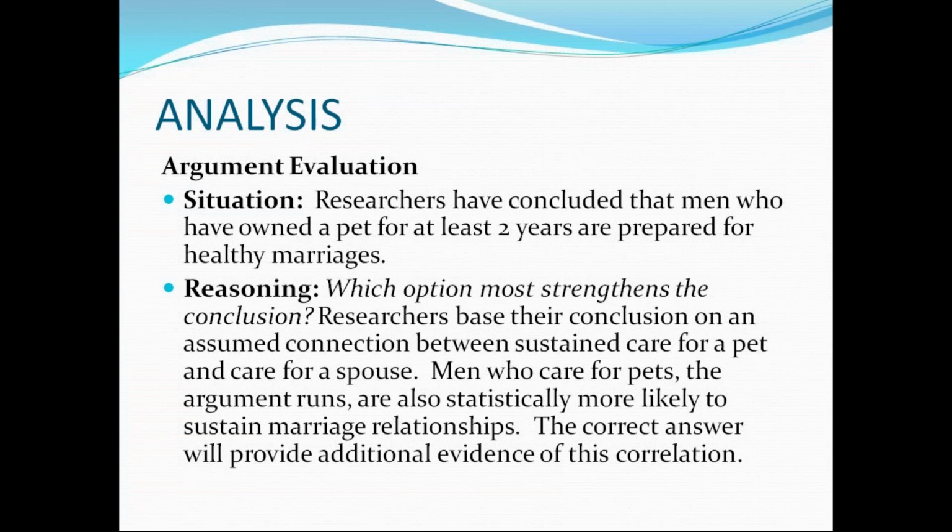Right, so the situation: researchers have concluded that men who have owned a pet for at least 2 years are prepared for healthy marriages. So the reasoning is, which option most strengthens the conclusion? Researchers base their conclusion on an assumed connection between sustained care for a pet and care for a spouse. Men who care for pets, the argument runs, are also statistically more likely to sustain marriage relationships. So the correct answer will provide additional evidence for the correlation between pets and marriage being sustained.